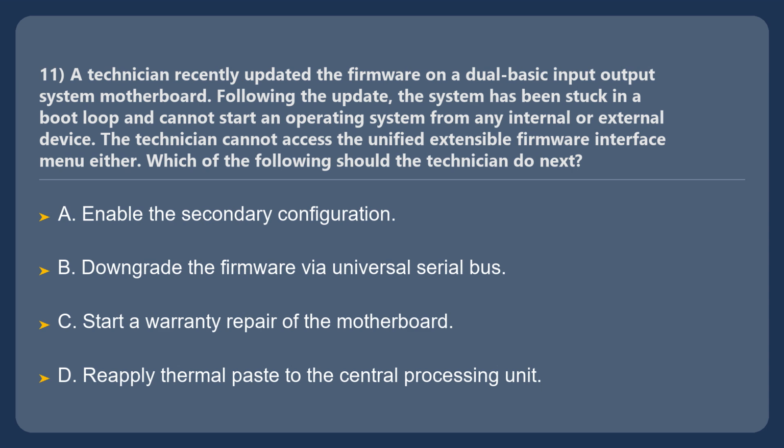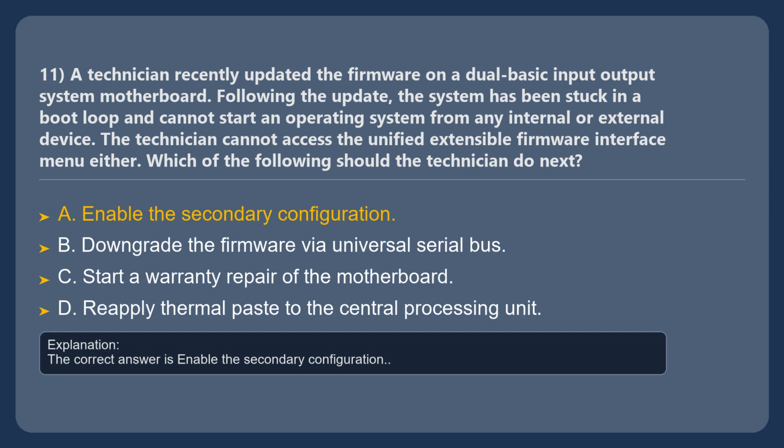Question 11. A technician recently updated the firmware on a dual basic input-output system motherboard. Following the update, the system has been stuck in a boot loop and cannot start an operating system from any internal or external device. The technician cannot access the unified extensible firmware interface menu either. Which of the following should the technician do next? Option A. Enable the secondary configuration. Option B. Downgrade the firmware via universal serial bus. Option C. Start a warranty repair of the motherboard. Option D. Reapply thermal paste to the central processing unit. The correct answer is option A, enable the secondary configuration.